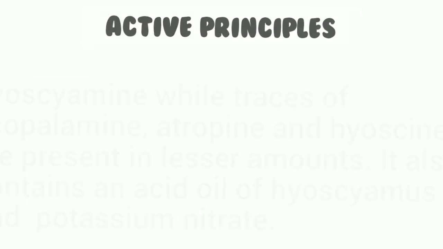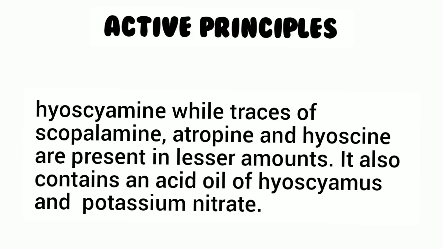Active principles. The principal alkaloid of the Hyoscyamus drug is hyoscyamine, while traces of scopolamine, atropine, and hyoscine are present in lesser amount. It also contains an acid oil of hyoscyamus and potassium nitrate.